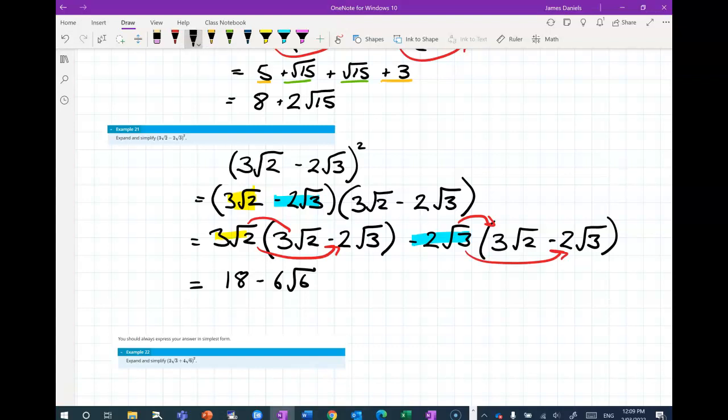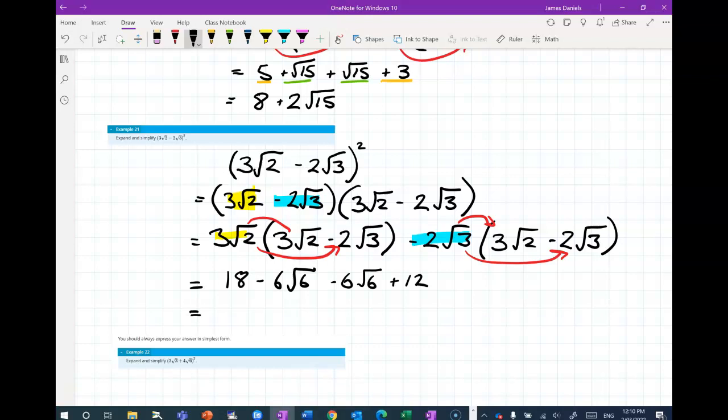Negative 2 times 3, negative 6. Root 3 times root 2, root 6. Probably starting to see some patterns here. And now I've got negative 2 times negative 2, which is the number 4. But I also have root 3 times root 3, which is 3. So I have 4 times 3, which would be 12.